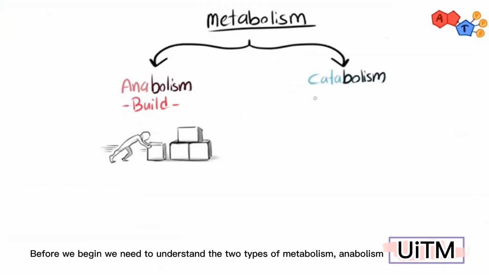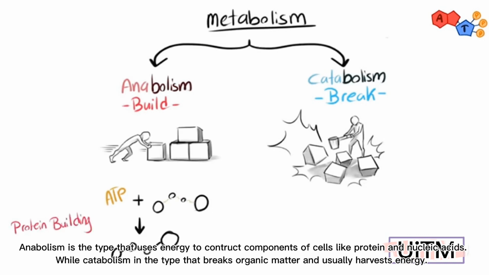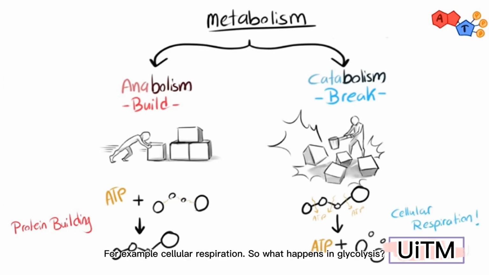Before we begin, we need to understand the two types of metabolism, anabolism and catabolism. Anabolism is the type that uses energy to construct components of cells like protein and nucleic acids, while catabolism is the type that breaks down organic matter and usually harvests energy, for example cellular respiration.